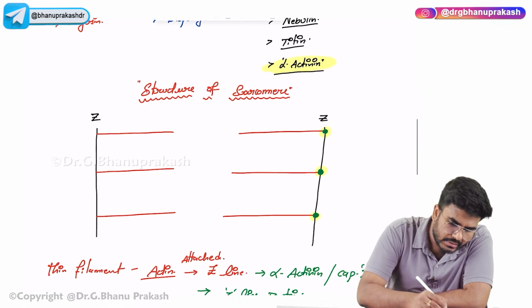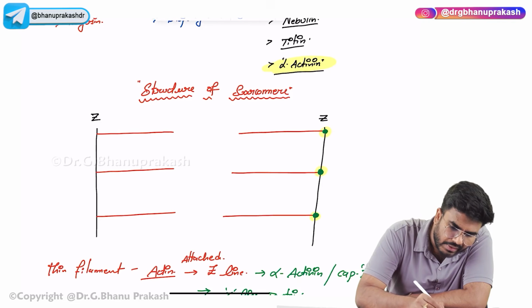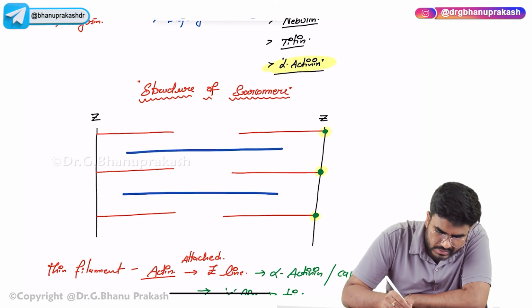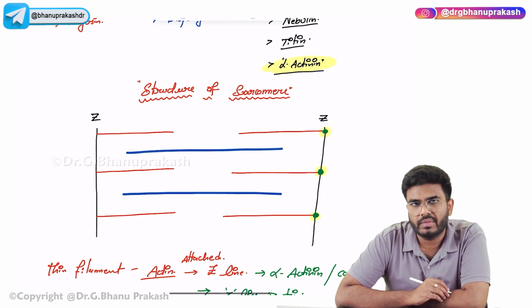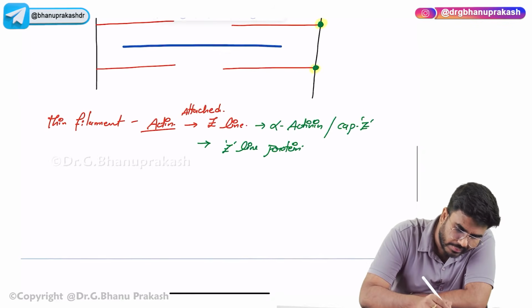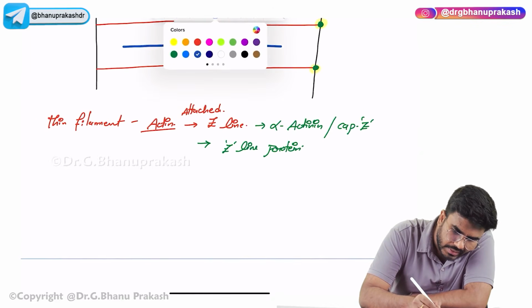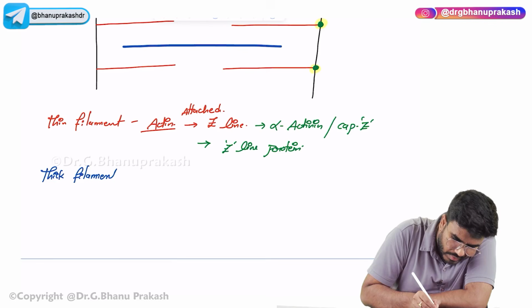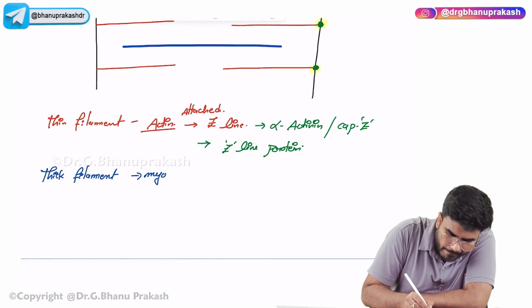Okay, next, in the center of the sarcomere you have these thick filaments. These thick filaments, which I am showing in the blue color, are called myosin. So myosin is a thick filament.